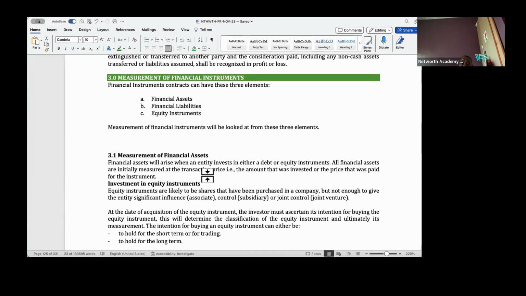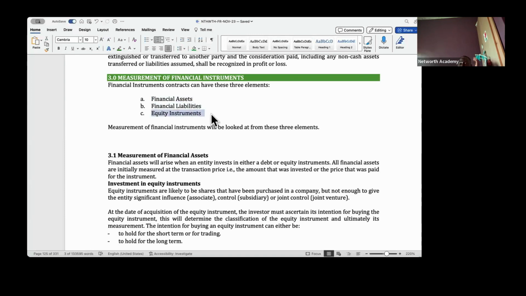Measurement of financial instruments. So measurement is just, okay, how much? How do you determine the value? So we'll pick them one by one. We'll look at measurement of financial assets. We'll look at measurement of financial liabilities. And also, we'll look at measurement of equity.